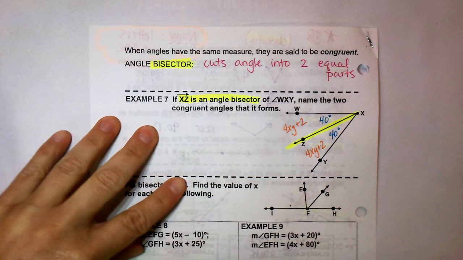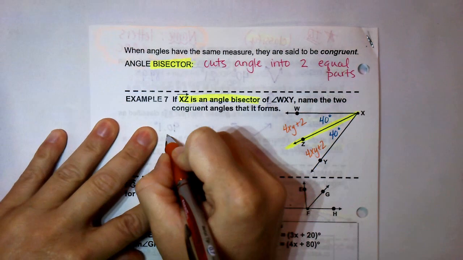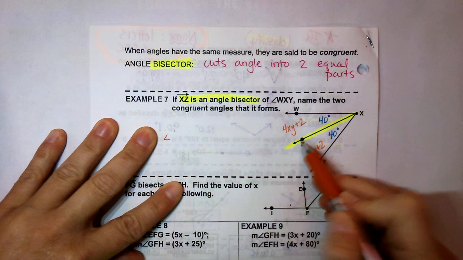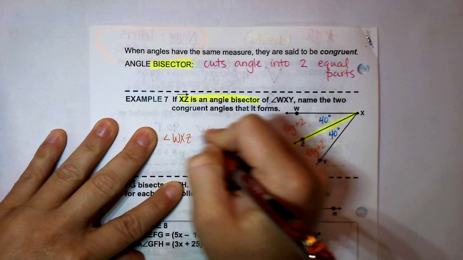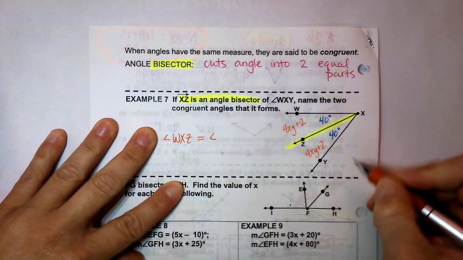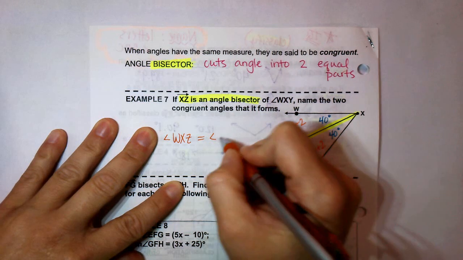Okay, so all this means is the top angle, so let's name it, angle WXZ, is going to equal the bottom angle, YXZ.